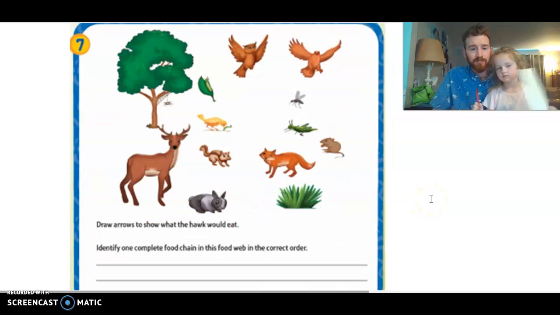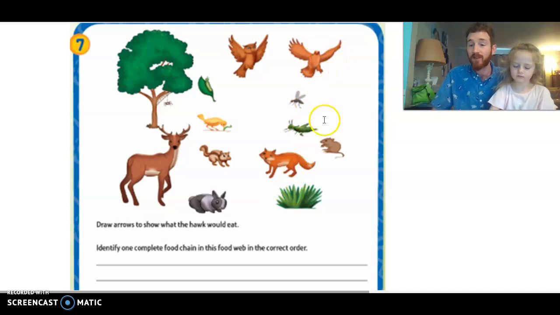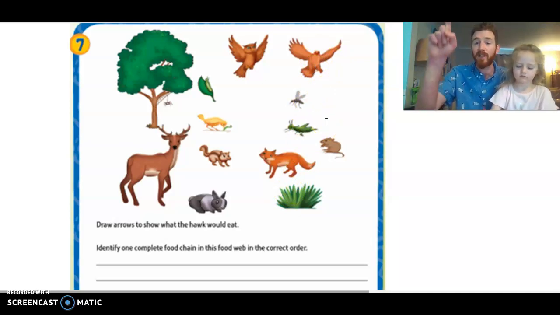Okay, so a couple of things here to, again, just keep in mind, we're going to be filling in the arrows showing where the energy is flowing. So it says our first step here is draw arrows to show what the hawk would eat. Don't draw an arrow from the hawk to what it eats. We're going to show that flow of energy up the food chain.